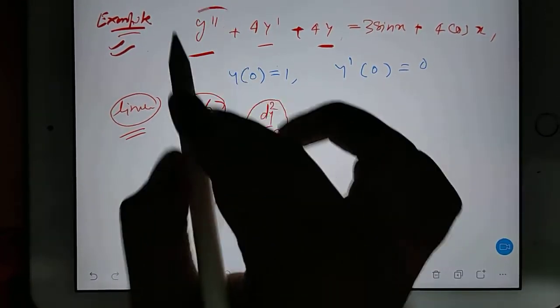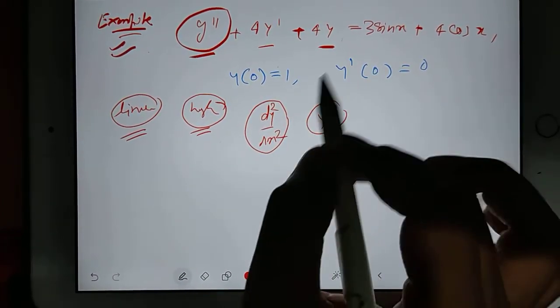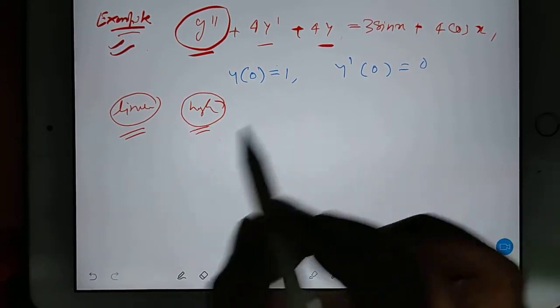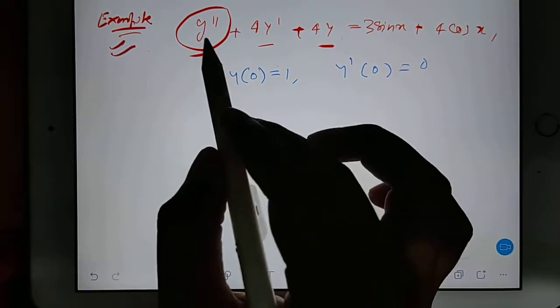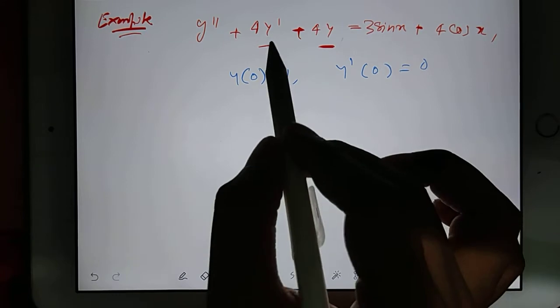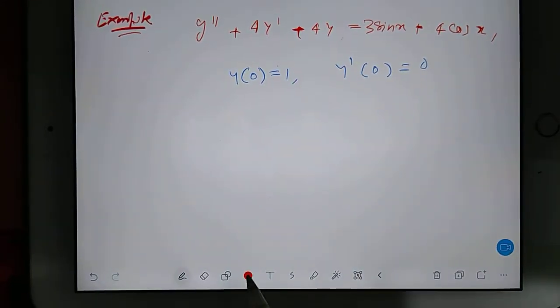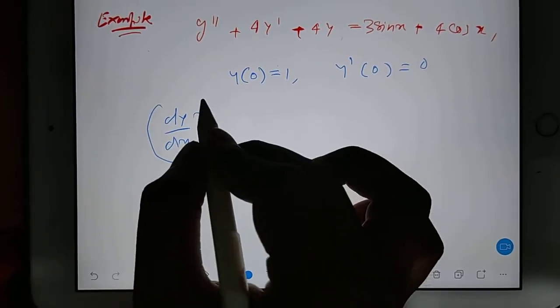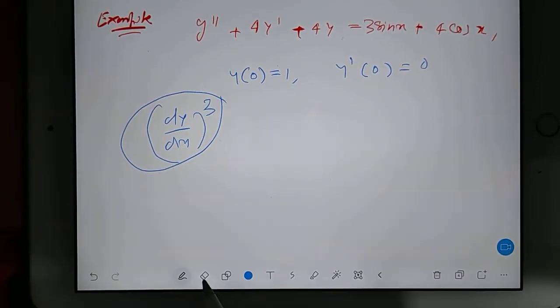d2y by dx square means y double dash or y triple dash. They are higher order. Whatever question we are discussing here, first, they are linear, and next, we are capable of higher order. In a long-back class, we also discussed dy by dx with multiple power, meaning higher degree also.